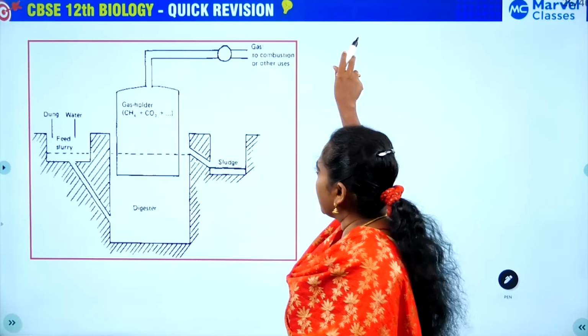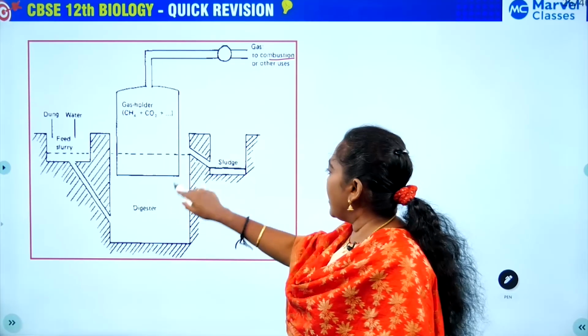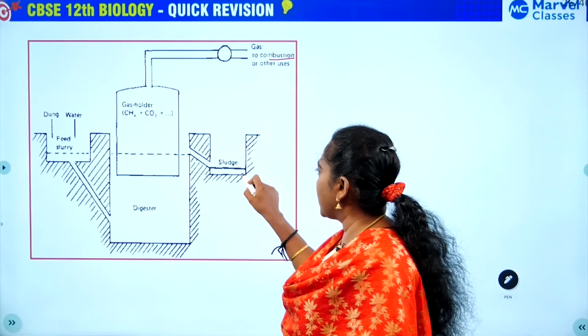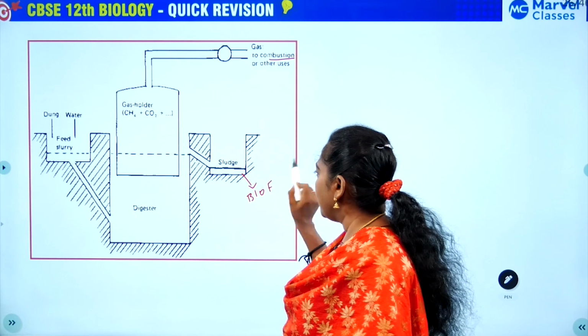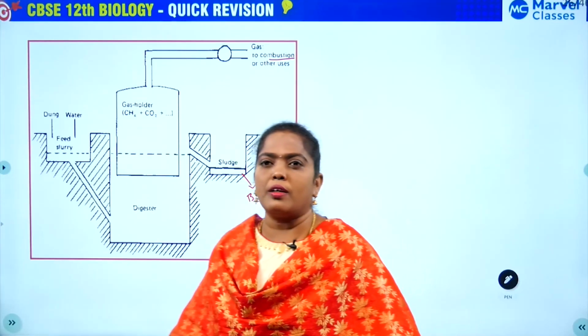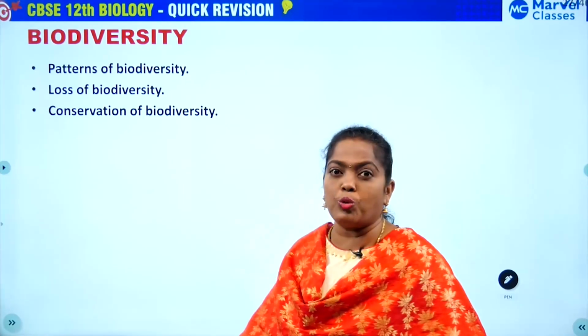This can be connected to our gas or lighting purposes, and then the remaining sludge will be collected here and we can use it as a biofertilizer. Okay, so like that you can remember the things. Then the next chapter is biodiversity.